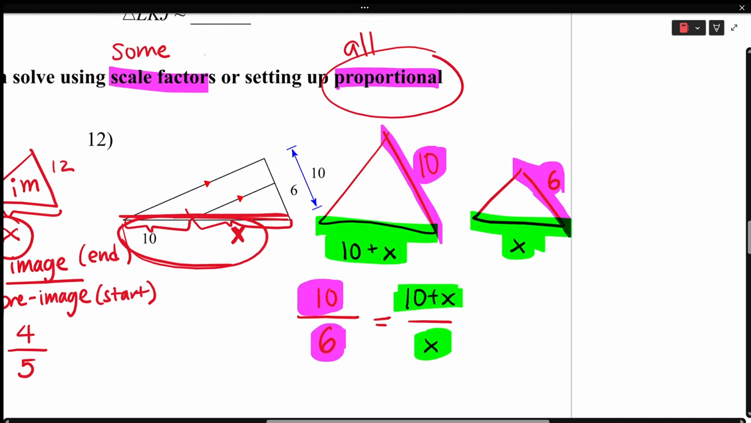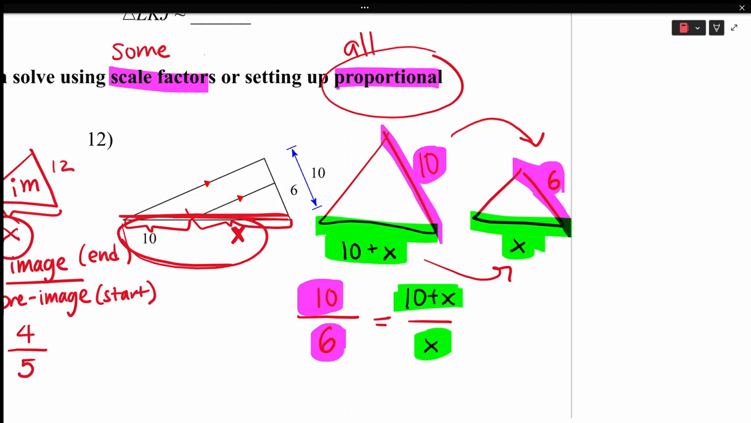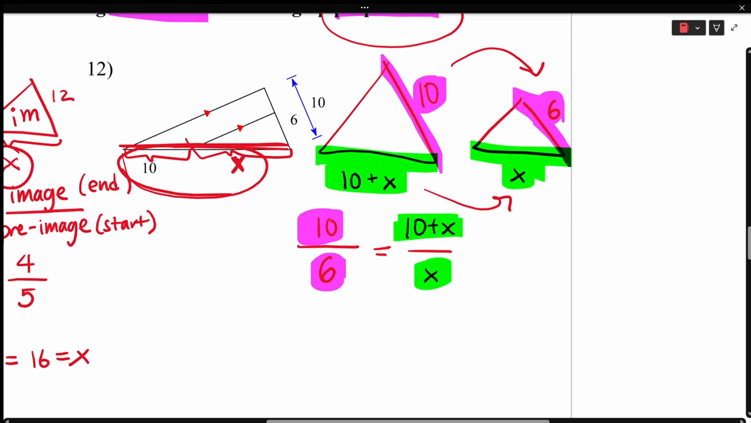They're saying that the scale factor you use to get from 10 to 6 is the same scale factor from 10 plus x to x. It should be the same thing because it's all proportional. This is a dilation. These two triangles are similar, so the scale factor should be the same.